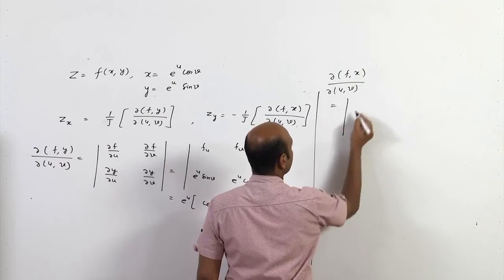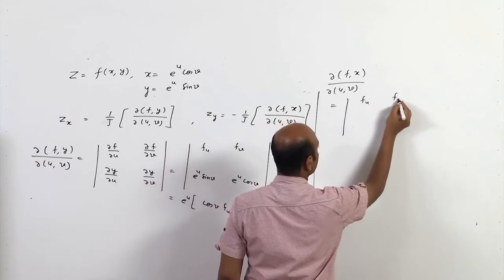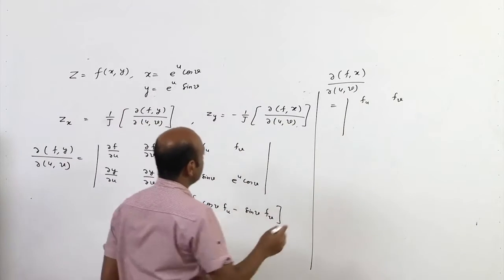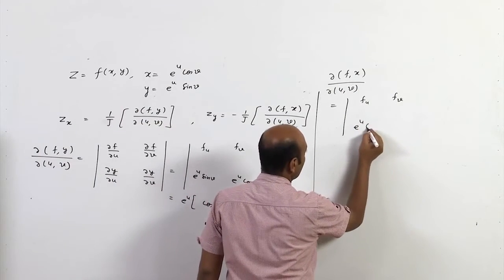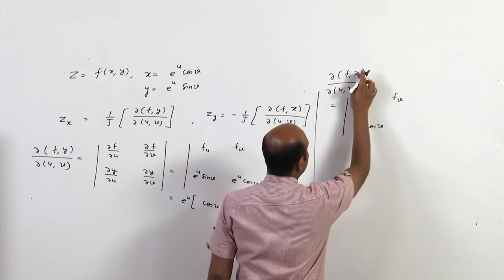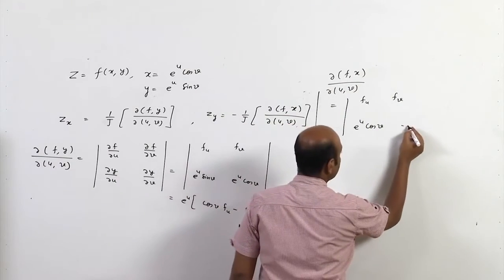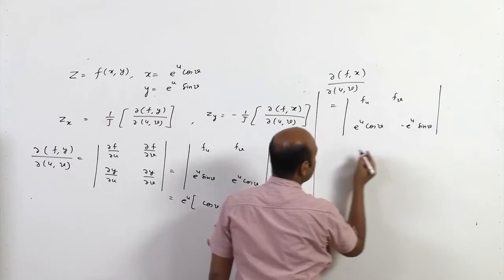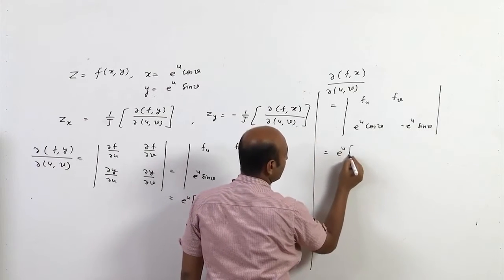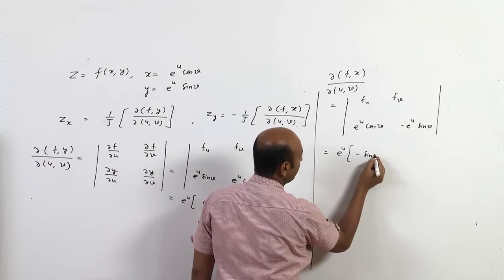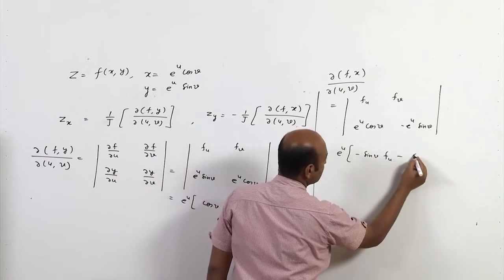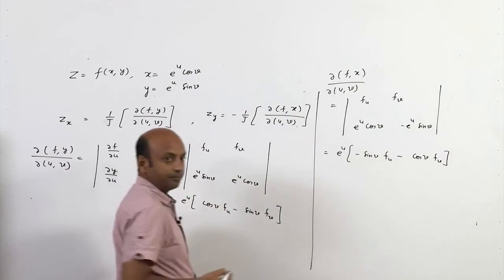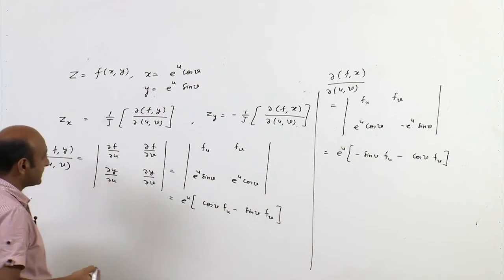It is equals to again fu, fv, then del x by del u. Del x by del u from here is e raised to power u cos v, and del x by del v is minus e raised to power u sin v, and the determinant will be e raised to power u can come out, minus sin v fu minus cos v fv. Okay. So, what will be zx?